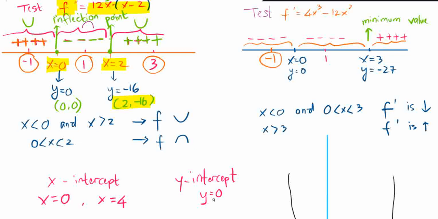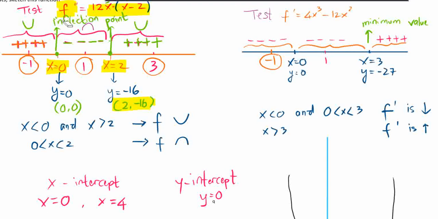So this is our result for the second derivative test, and this is the result for the first derivative test. This is the minimum value, 3, negative 27. We will have these coordinates in our graph, the minimum value. And this is the point of inflection. This is our minimum value from the first derivative test. And we sum up like this.